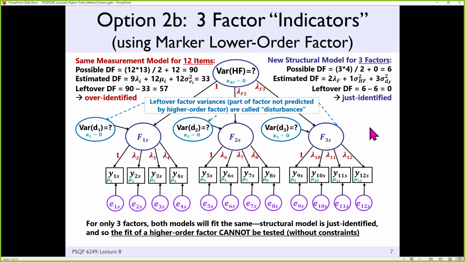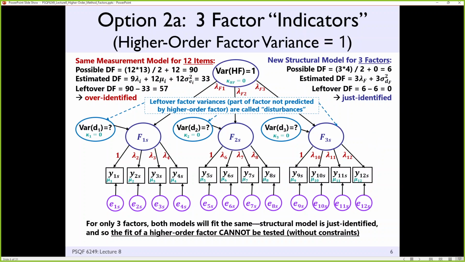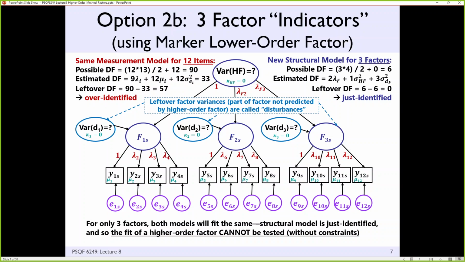And here's one more possibility. Okay, watch carefully. Camera 1, camera 2. Camera 1, camera 2. What'd I change? Yeah, this is 1, and this factor variance is estimated. Is that going to change how it fits? Nope. It's just another way of identifying the higher order factor. Just depends on what you want the scale to be.